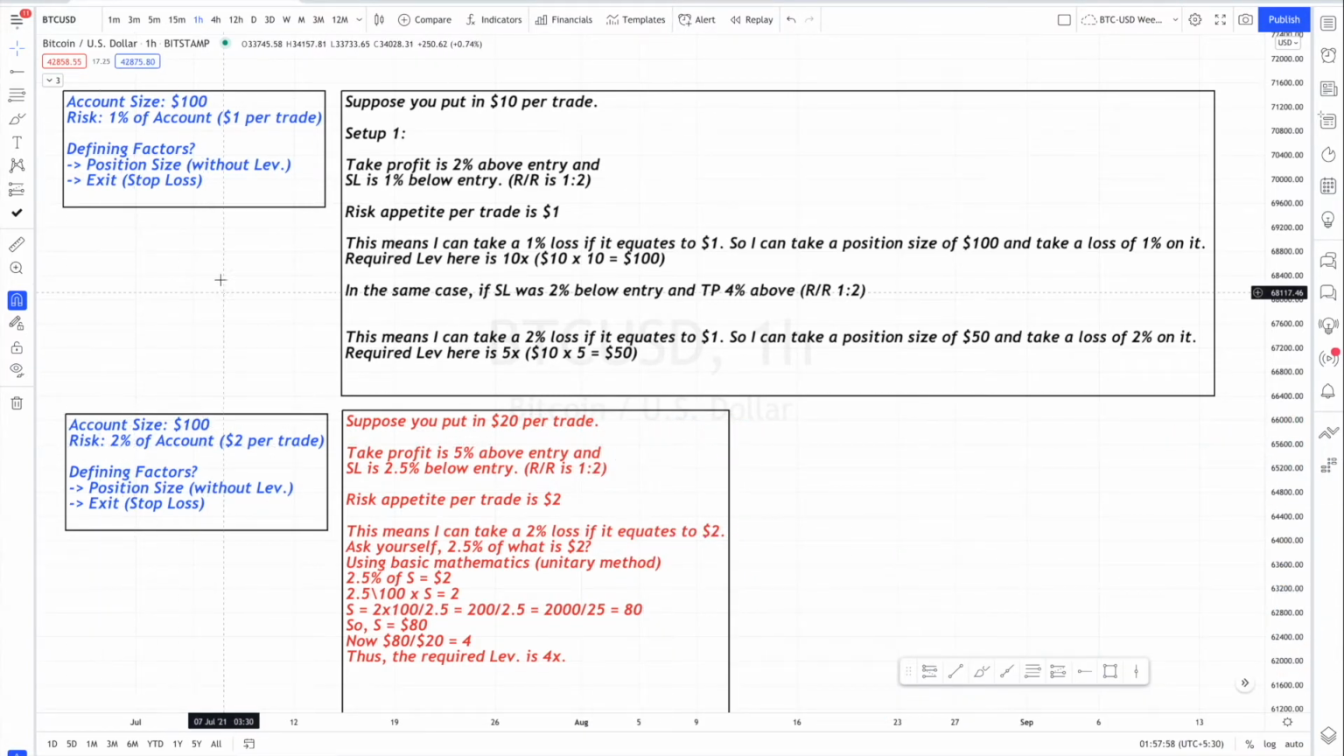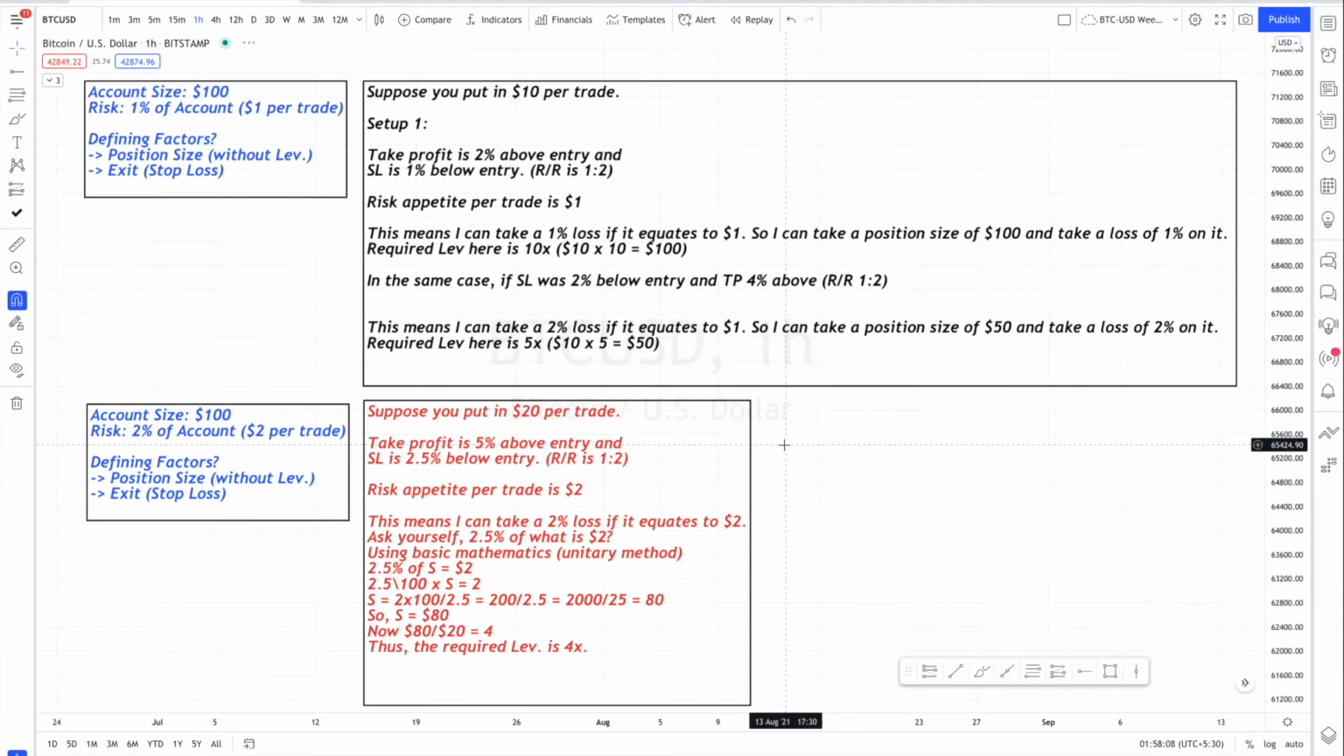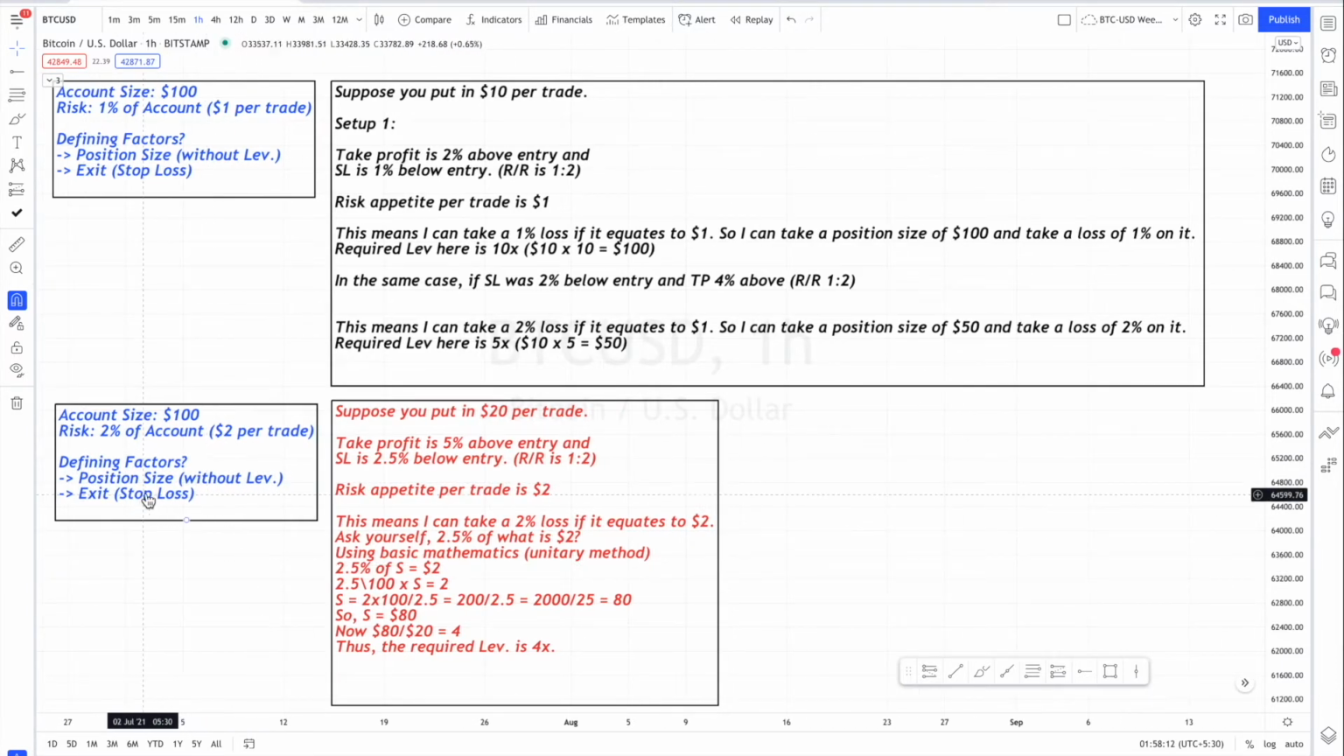Now, we take another condition where your account size is again $100 but you are able to risk 2%. So calculating with 1% is pretty simple. Let's have a look at 2%. So risk is 2% of account, which means you are able to risk $2 per trade. Okay. Again, defining factors will be position size without leverage and your exit or stop loss. So suppose you put in $20 per trade. Last time you were putting in $10, here you put in $20. Your take profit is 5% above entry and stop loss is 2.5% below entry.